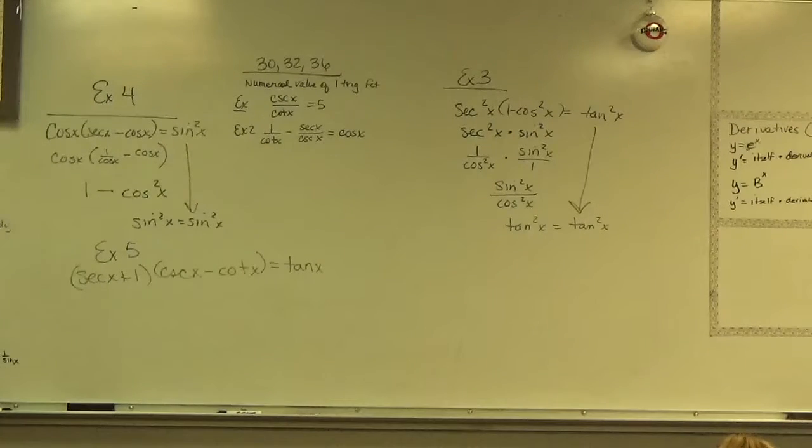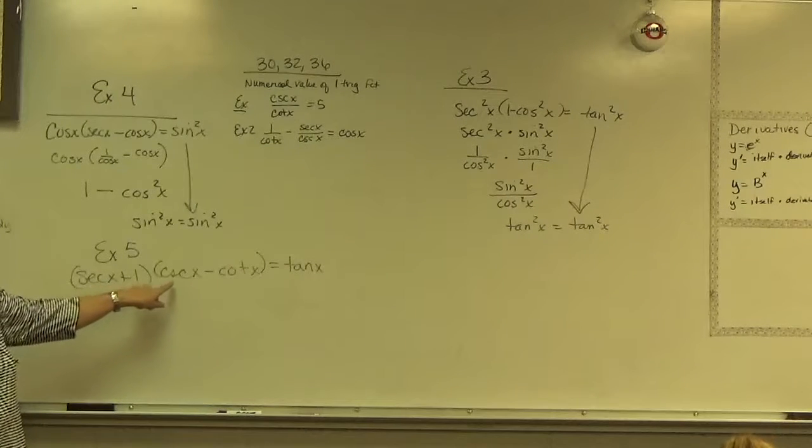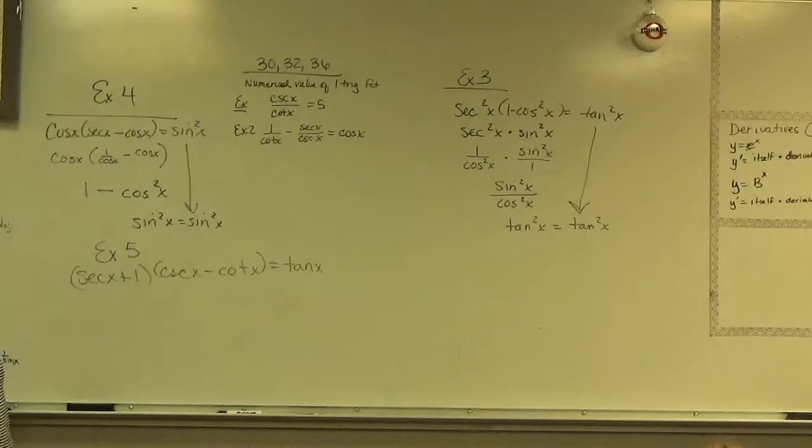Okay. Which side? Left. What do we want to make the left look like? We want it to become tangent. Okay, now, any idea what we want to do? That's secant plus 1 times cosecant minus cotangent. Can we put them all in terms of sine and cosine?